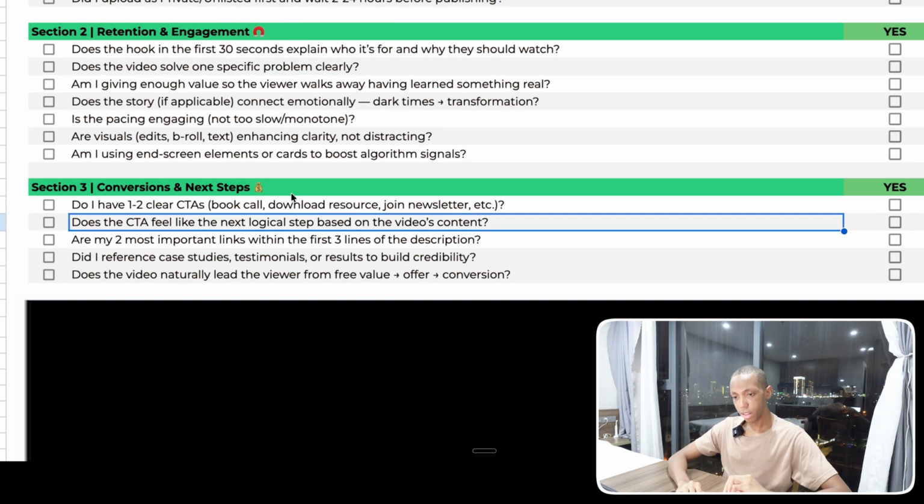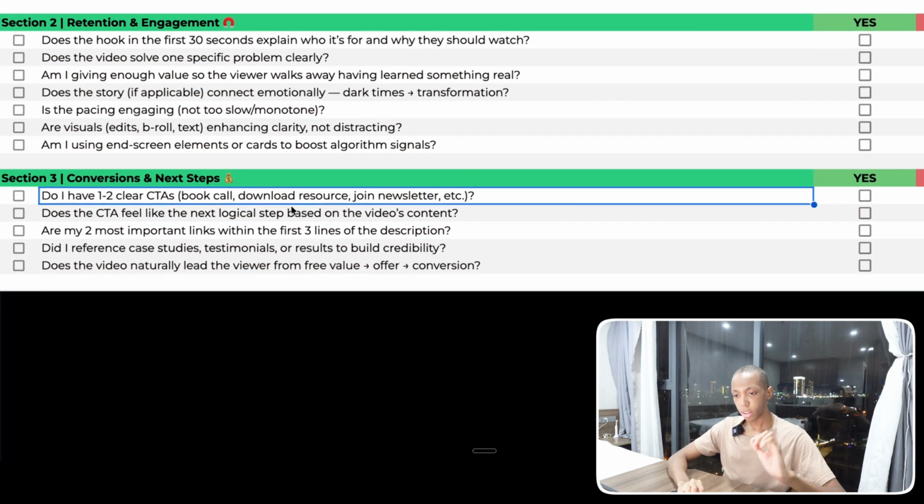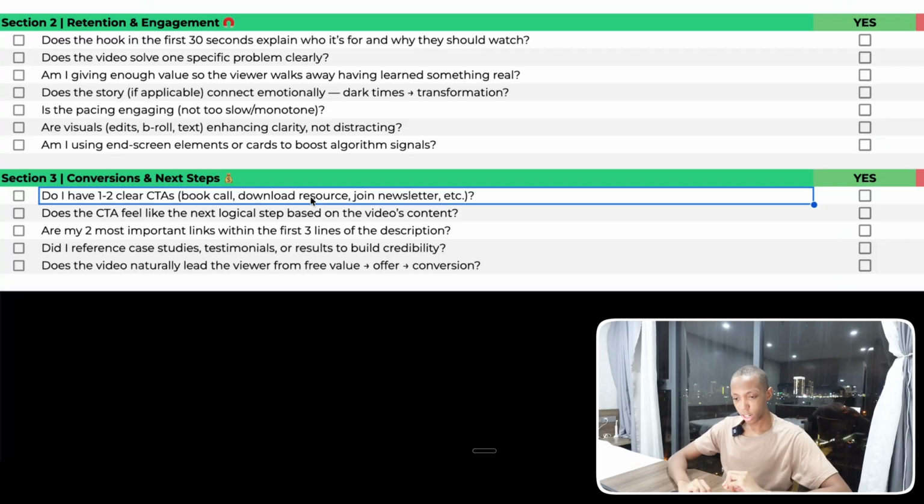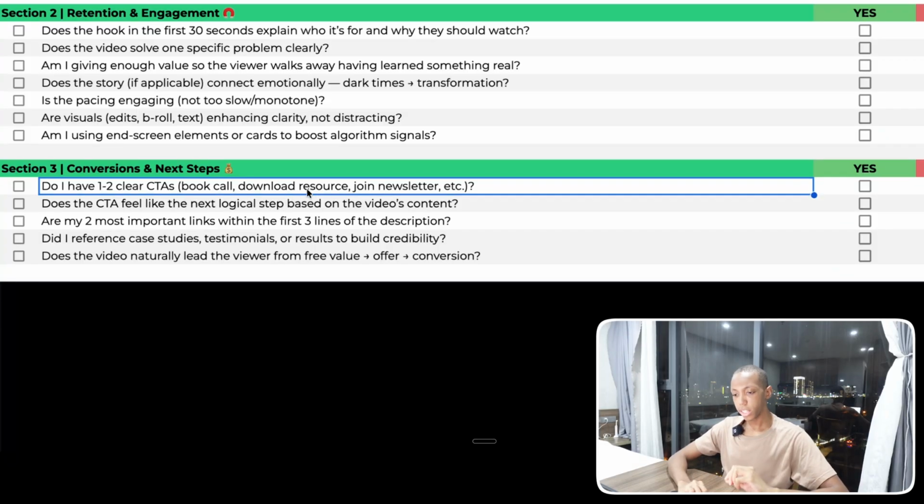Now, last thing, I believe, section 3 is going to be conversions and next steps, and this is where you actually make the money. Now, first one is going to be, do I have 1 to 2 clear CTAs, whether it's book a call, download the resource, join a newsletter, etc. And you always want to have max 2, I'd say. I usually have 2 as well.